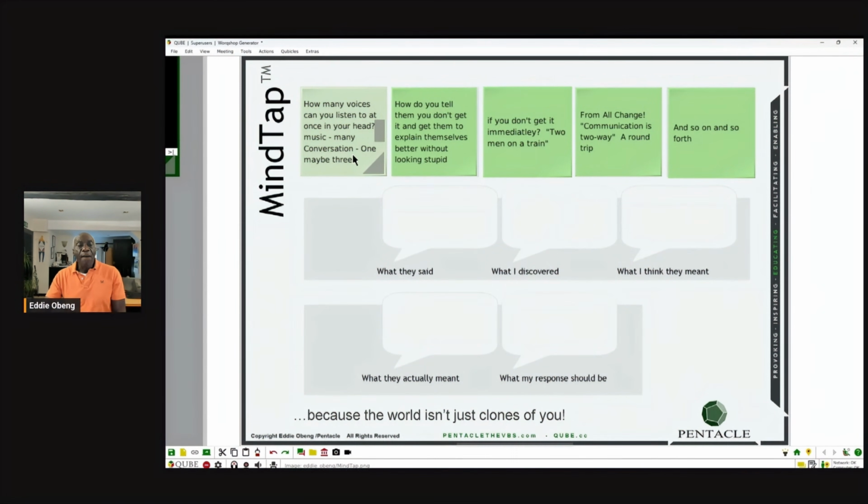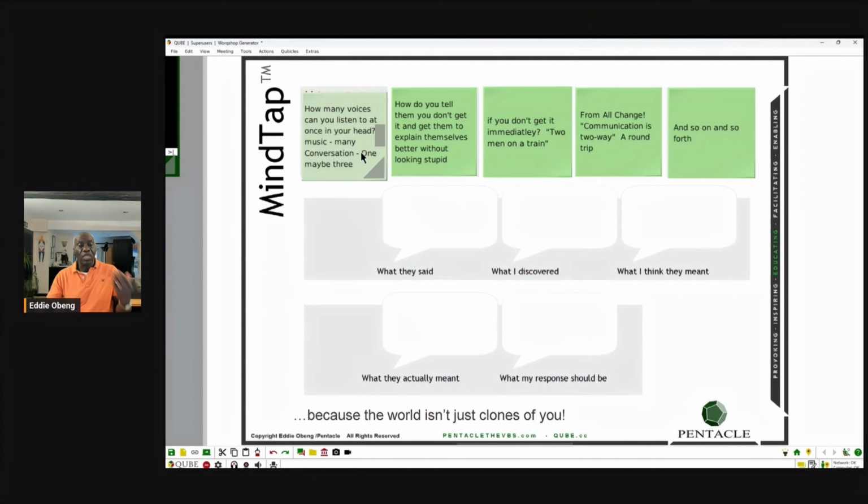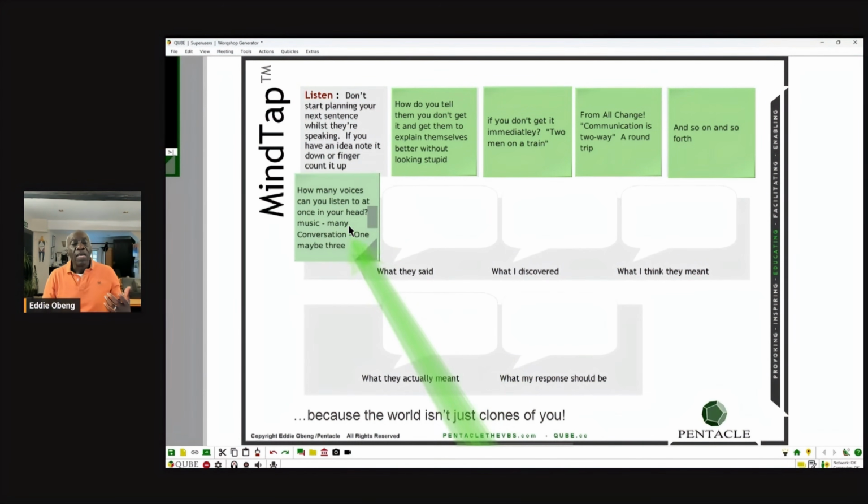First question, how many voices can you listen to at once in your head? Well, if it's music, you can listen to lots of them. If it's a conversation, you can listen to one. I'm a trained educator. I can listen to about 3 because I can be talking to somebody and listening to what they're doing in the exercise over here and paying attention to that person who's making a fuss over there. So if you're trained, maybe 3, but most people can do 1.